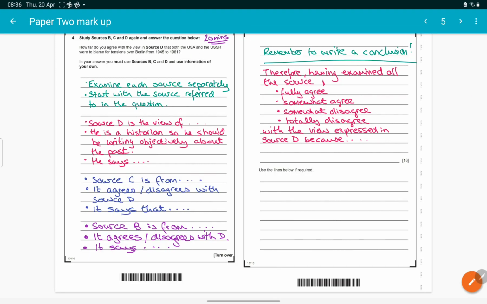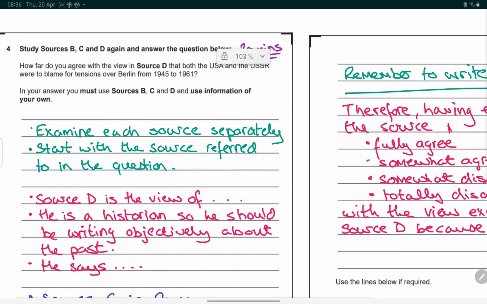Right, now the final source question is the one which is a bit tricky. It says study sources B, C and D again and answer the questions below. How far do you agree with the view in source D that both USA and the USSR were to blame for tensions over Berlin 1945 to 61? In your answer, you must use source B, C and D and use information of your own.